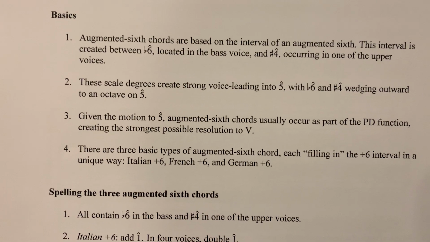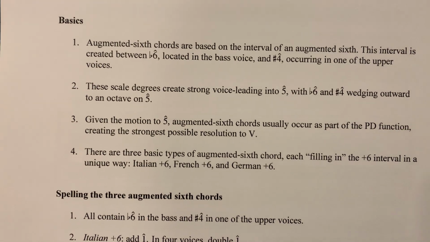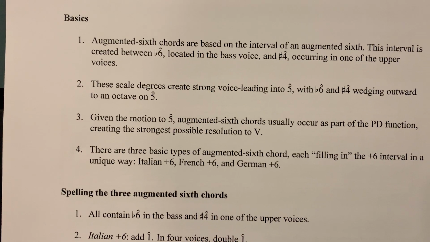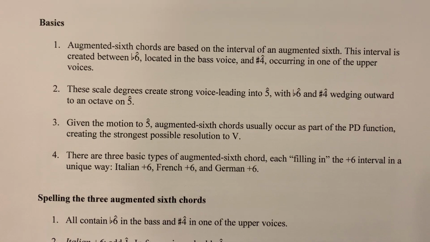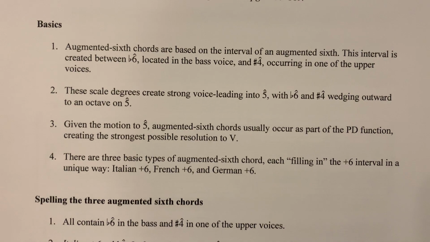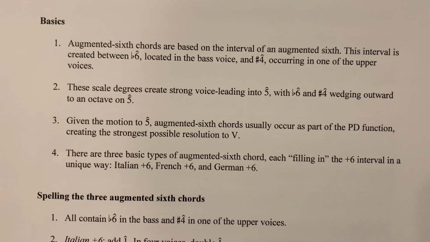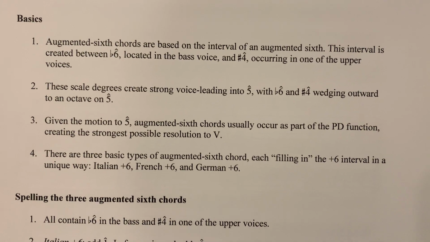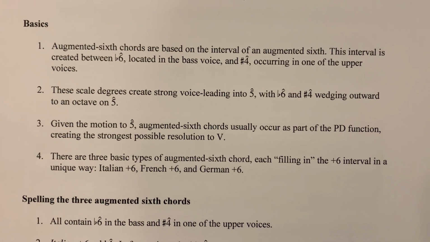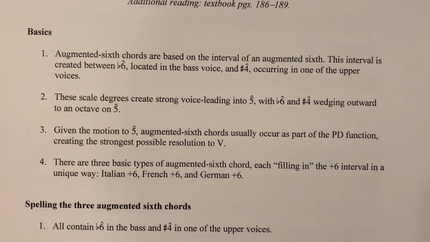Now, given the motion to scale degree 5, augmented sixth chords usually occur as part of the predominant function, giving the strongest possible resolution into 5. In other words, you have these two half-step resolutions into scale degree 5. That's the strongest one possible. And yes, that means it's usually going to be part of predominant function, and we'll see that a little later. We'll come back to this point.